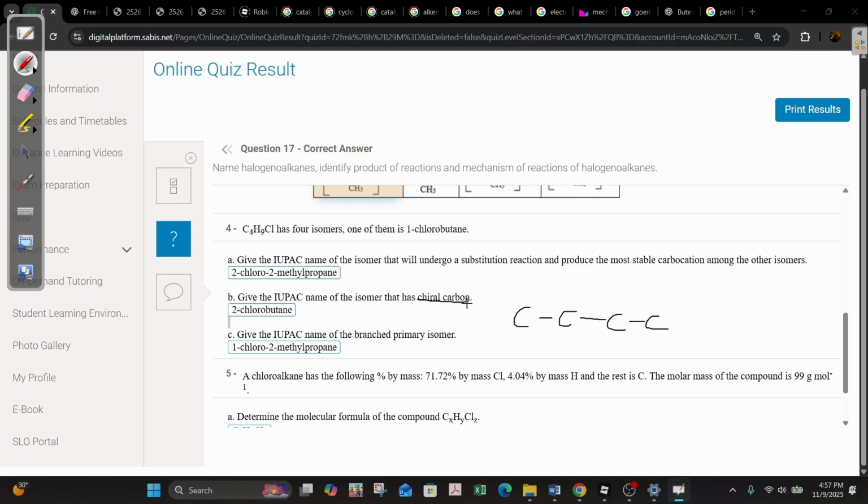What is a chiral carbon? A chiral carbon is when it has four alkyl groups. I mean no, four different R groups. So in 2-chlorobutane, you have an R group here, which is different from this, and this is different from this, and that is different from this. So this is the chiral carbon.